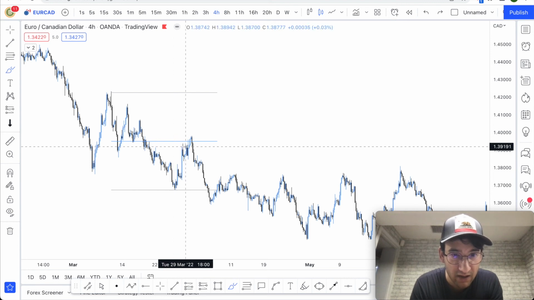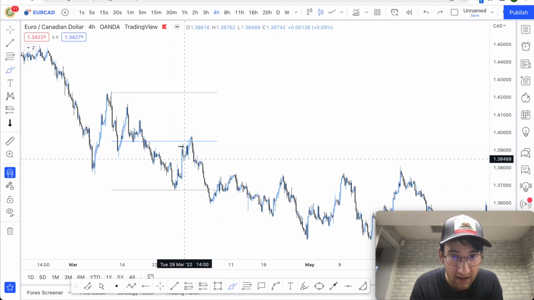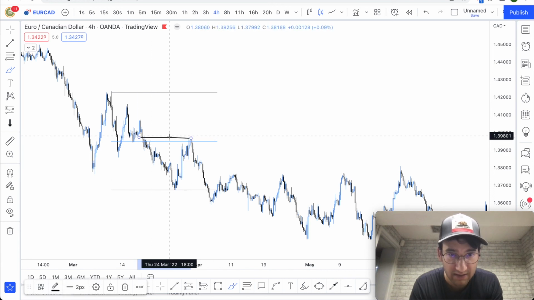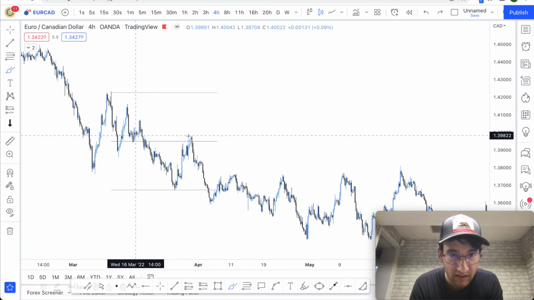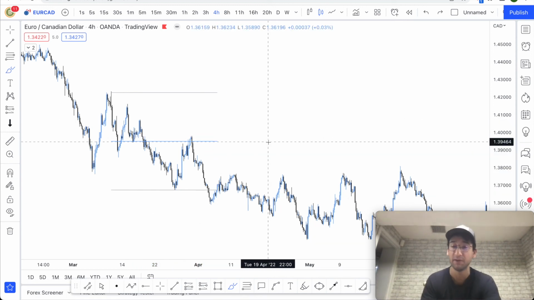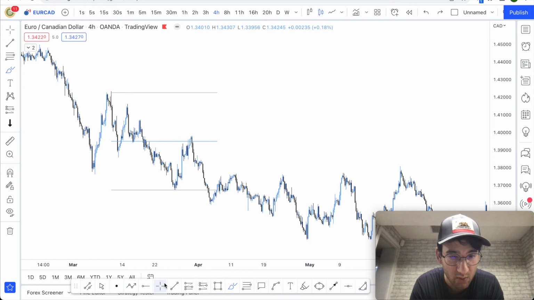You can see that there are other sellers that tried to sell here and failed, and prices went up right into our premium discount. And it's mitigating an order block here and pushing prices bearish. Now these are the best performing trades again. This is what we want.